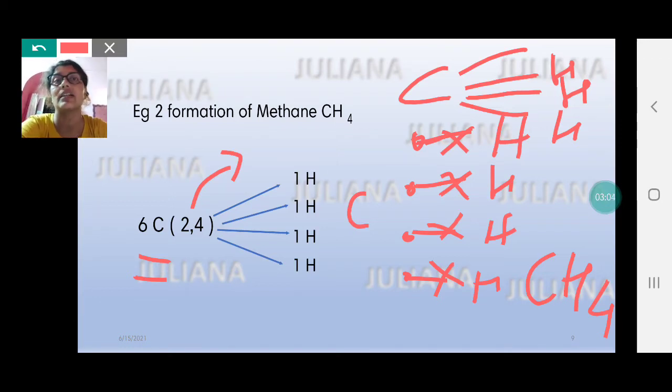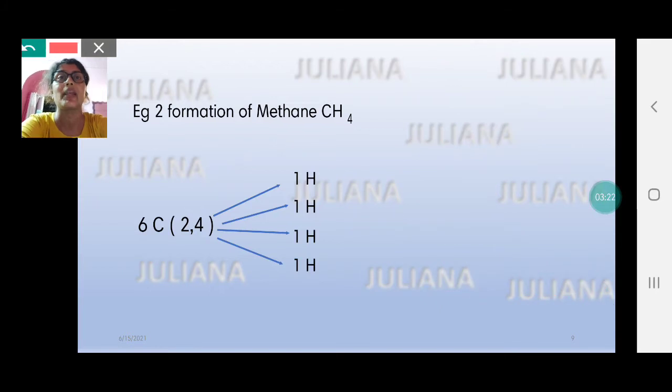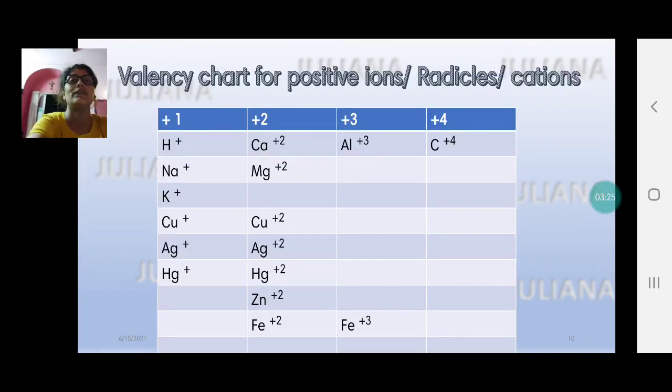Now carbon is a non-metal, hydrogen is also a non-metal. Normally covalent bonds are formed between non-metals only. On the other hand, electrovalent or ionic bonds are formed between a metal and a non-metal. Now we have a valency chart here. I would suggest that each one of you remembers and learns each and every valency. Why? Because while forming a compound, you need to know the valency. If you know the valency, you will be able to write the molecular formula.